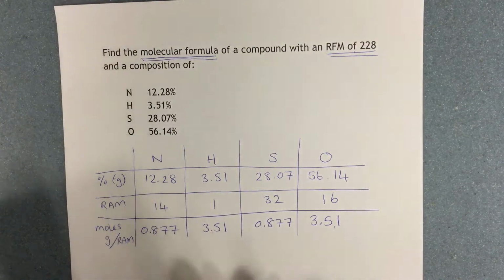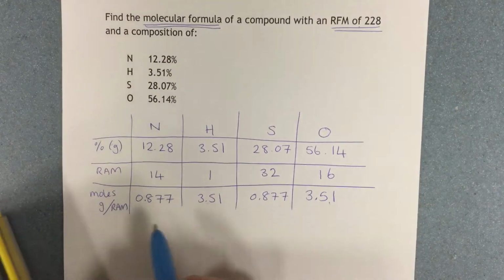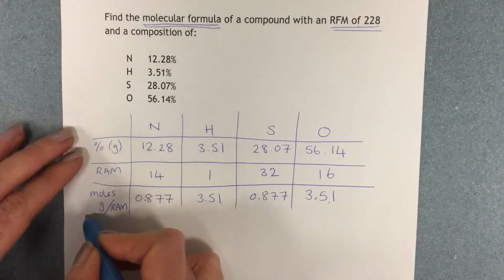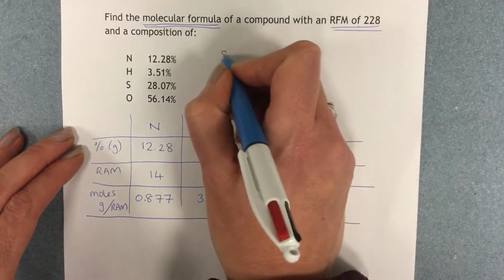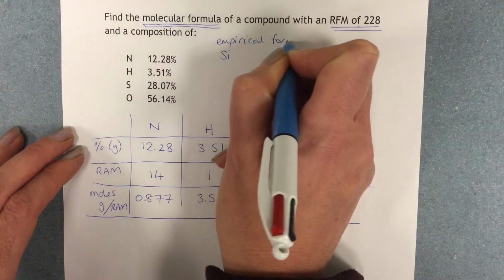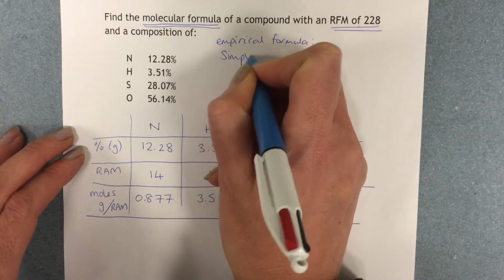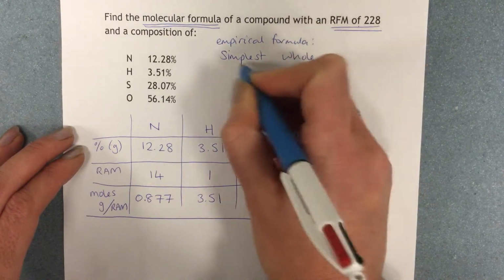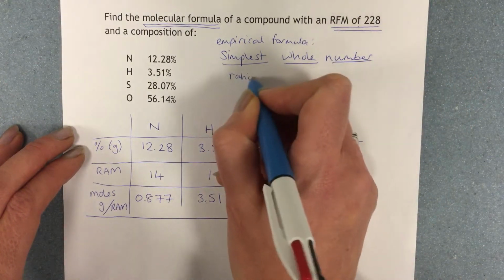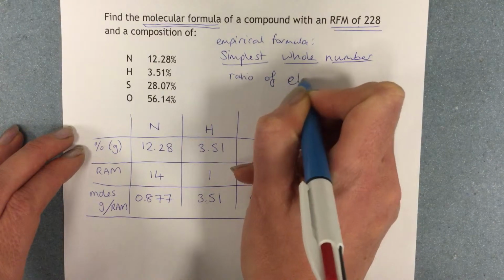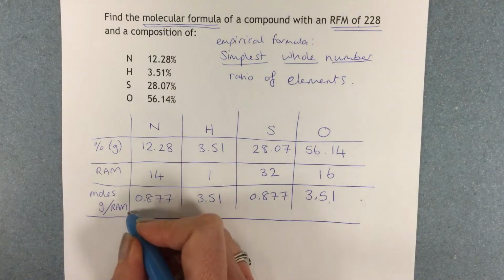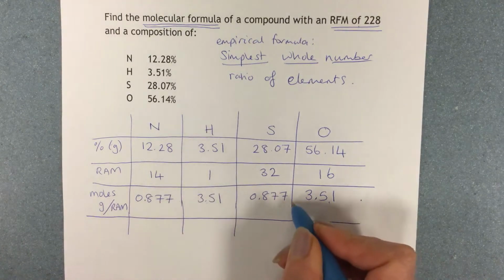Okay, so far I've got my moles, sort of, but they're messy moles. And an empirical formula is the simplest whole number ratio of elements. So we're going to try and get it to whole numbers. That's the thing we're aiming for. These are not whole numbers.